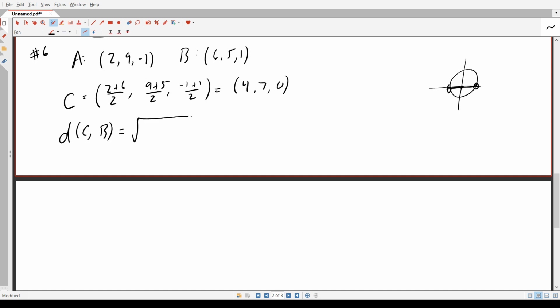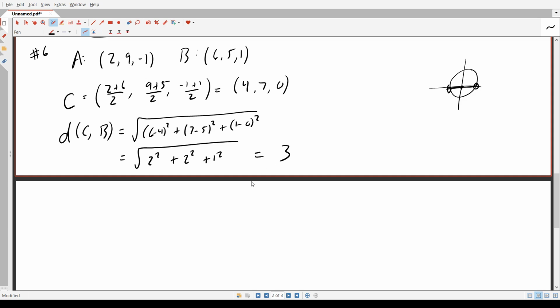So this is going to be the square root of 6 minus 4 squared, 7 minus 5 squared, 1 minus 0 squared. So that's going to be 2 squared plus 2 squared plus 1 squared. 4 plus 4 is, or 8 plus 1, that's 9. Square root of 9 is 3. So why did I choose distance from C to B? I just chose it because it looks like the numbers would be easier to subtract in my head. There's literally no other reason than that.